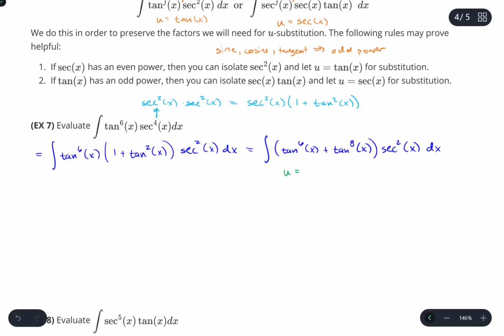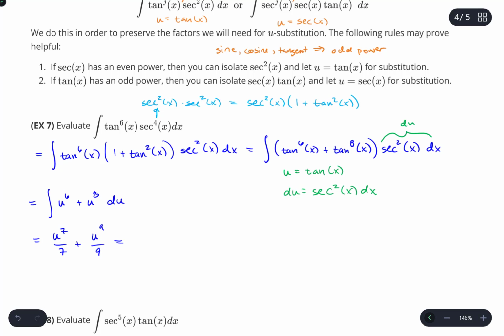Now, when I substitute, I can let u be the function tangent of x, and du then comes from secant squared x dx. So this part was preserved just for that, for u. So my problem then becomes the integral of u to the sixth plus u to the eighth du, which integrates as u to the seventh over 7 plus u to the ninth over 9.